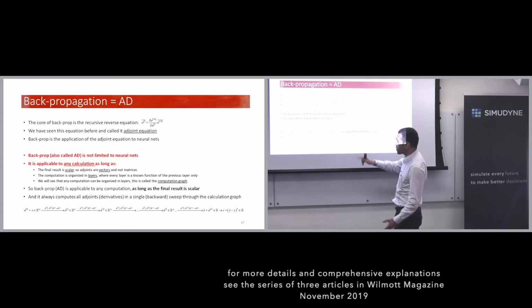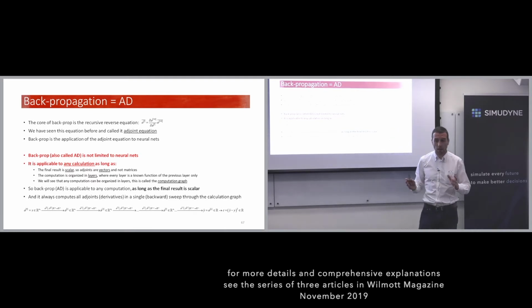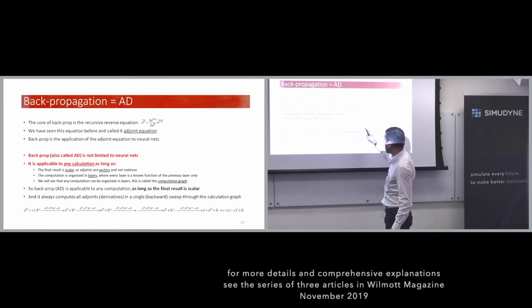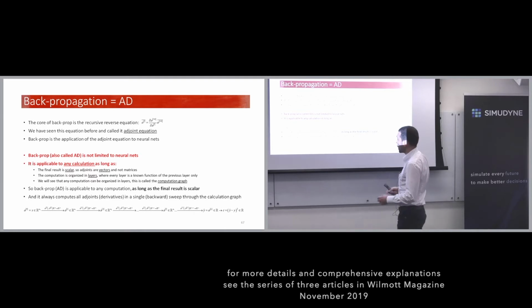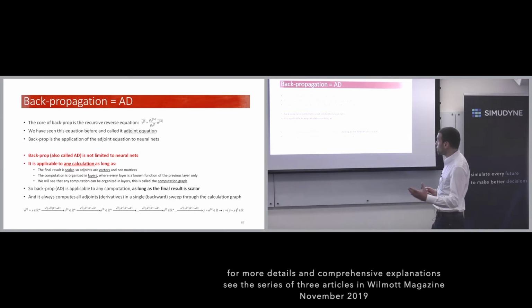That will be the only condition, since I will show you that any calculation, well, any numerical calculation, it's not true of any mathematical calculation, but it's true of any numerical calculation. Once an equation is translated in code on a computer, it defines a computation graph, and the computation graph can always be arranged in layers where each layer only depends on the previous one. So this is not really a condition, because this is always the case. So the only condition is that the final result is scalar, and it always computes all adjoints, all derivatives in a single backward sweep through the calculation graph.